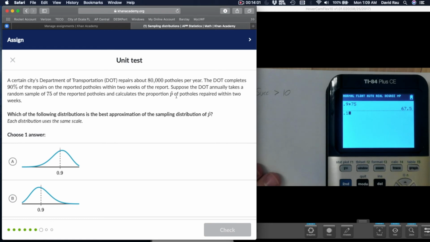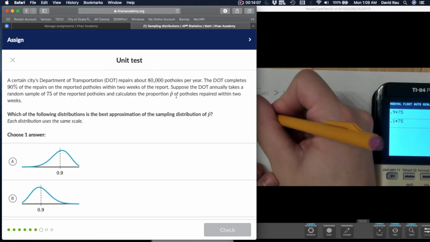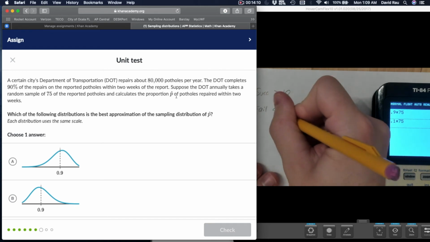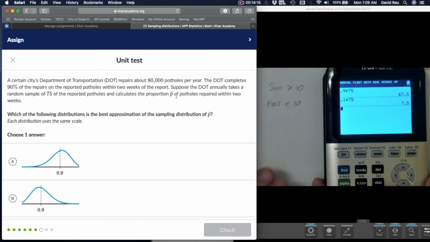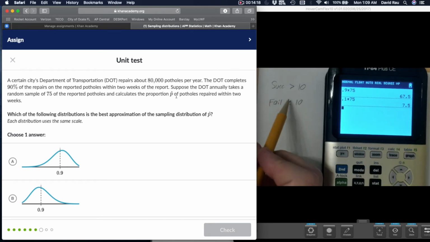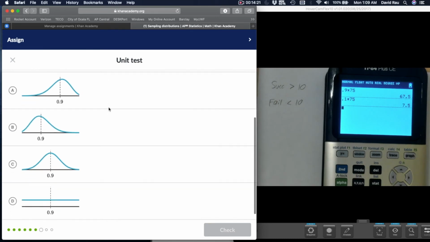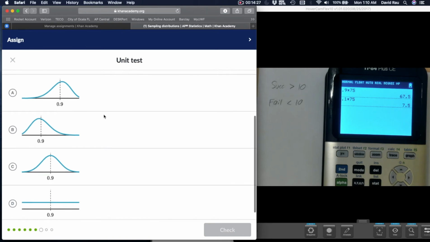But failures, what's the other side? If 90% are completed, 10% aren't. Well, what's 10% of 75? 7.5. So the failure is less than 10. And we need both to be greater than 10 if we're approximately normal. If we're less than 10 in some way, we're skewed somehow. And this is what I don't remember. I don't remember which skew it's in. But I'm going to take a guess here.